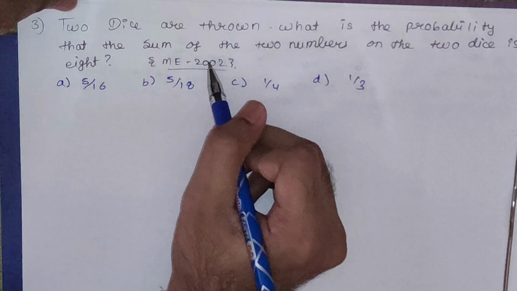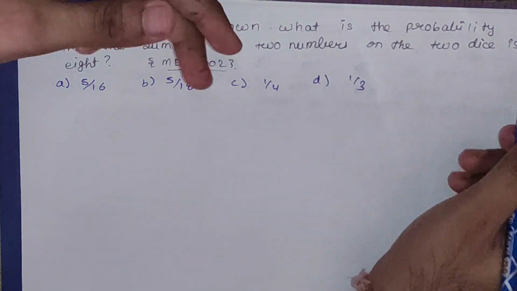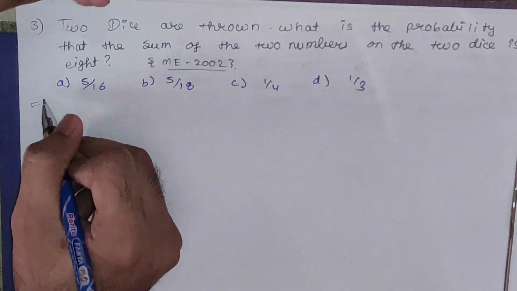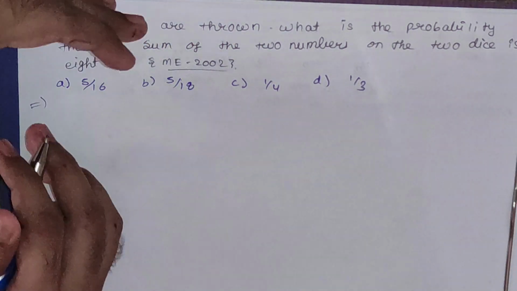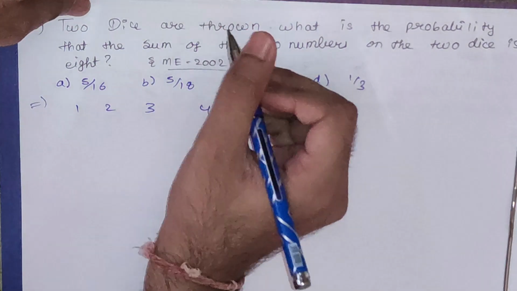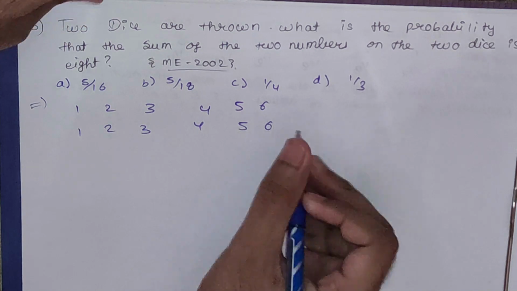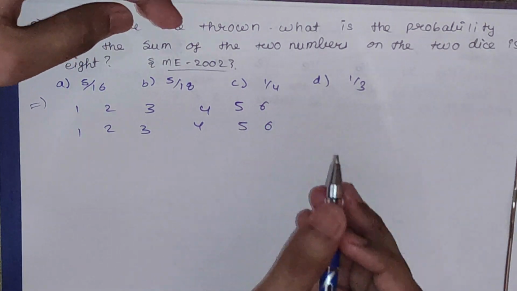This is of ME 2002. Two dice are thrown. What is the probability that the sum of two numbers of the two dice is 8? Okay, for this also we are going to use the same trick, that is 1 2 3 4 5 6, same as the dice is thrown twice, 1 2 3 4 5 6. What we want is that the sum of the two numbers should be 8.